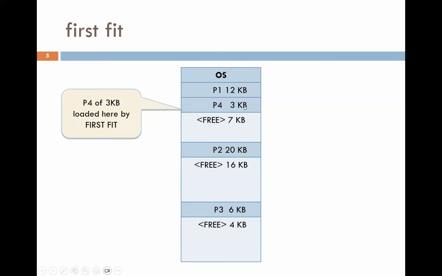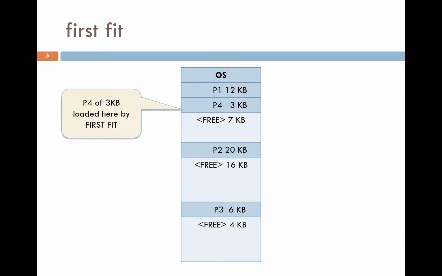So P4 of 3 kb is placed here, and this 10 kb free hole gets internally fragmented between the process size of 3 kb and the free memory of 7 kb. This 7 kb is free, but it is internal to this partition. So this is called internal fragmentation. Okay, we'll see one more.